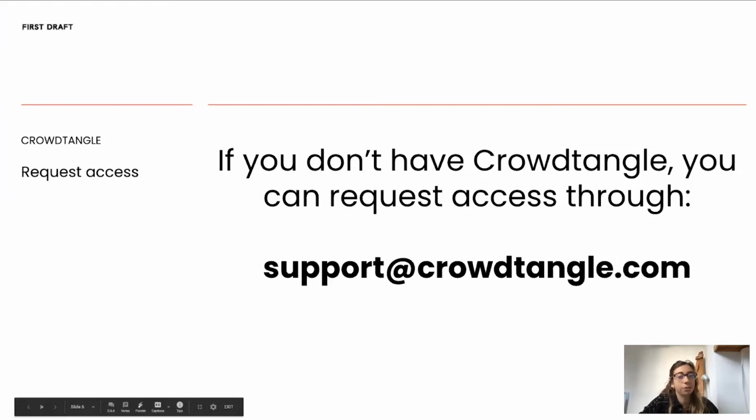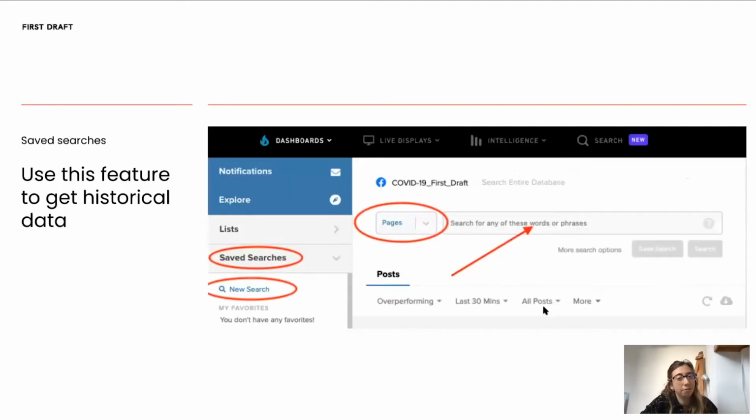So first of all, if you don't have access to Crowdtangle, you can request it through the following email address. It's free for journalists and researchers, so we recommend you to use it because it's one of the best tools that we have at the moment. As I said, it's not the best, it's not perfect, but unfortunately it is what we have to access Facebook data. So I will show you step by step how to get historical data.